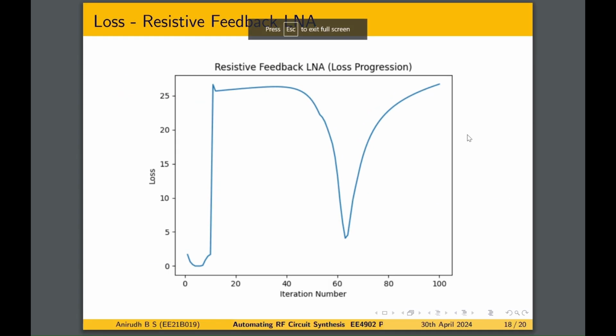Over 100 iterations, the loss function of the resistive feedback LNA varied like this. As you can see, initially the loss goes down and then it takes a spike upward and then roughly remains flat for some time and then again starts decreasing and then it again starts increasing. Each of these is a point of minima which we can consider, but considering the loss constraint we have, I have picked this netlist and it performs the best.